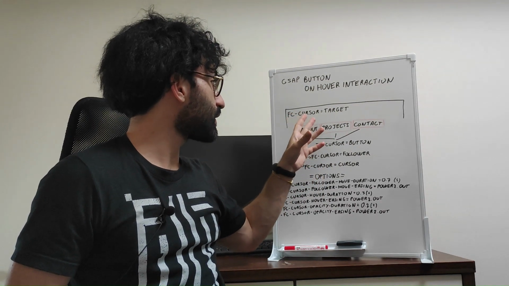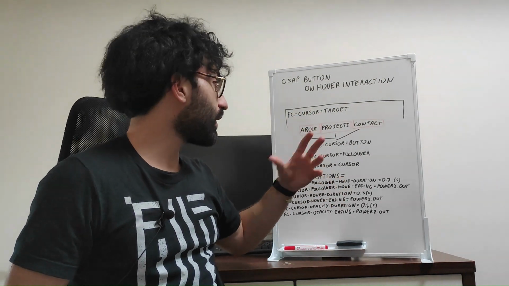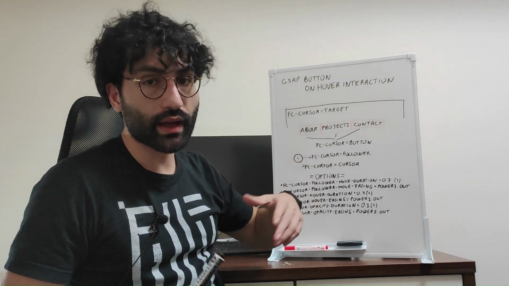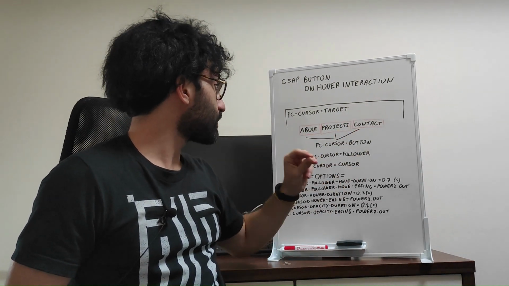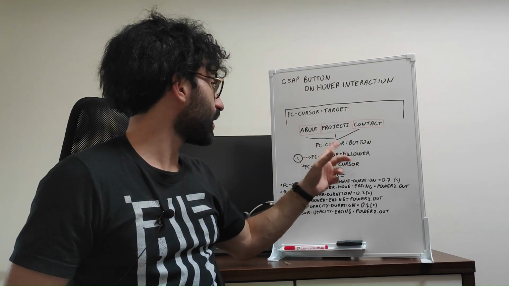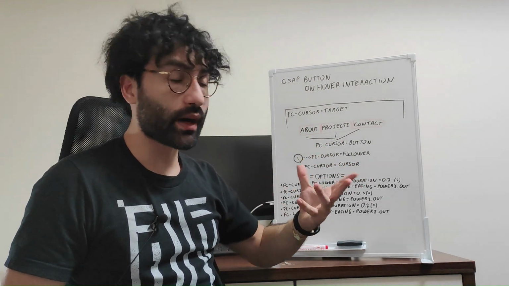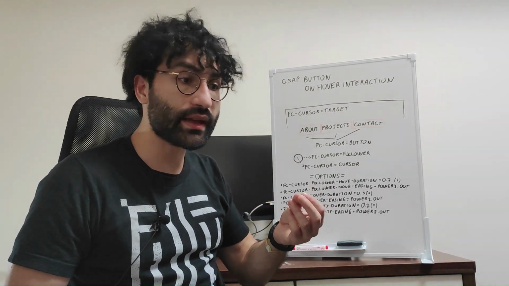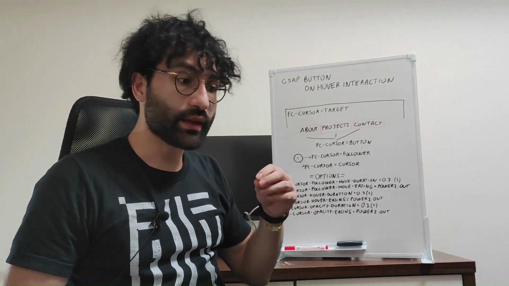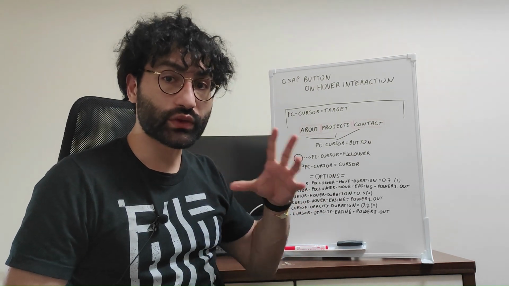Then inside this target element, we are going to add, in this case, 3 buttons, but you can add as many buttons as you want. And these buttons will have an FC cursor attribute with a value of button, and this attribute will be just used to define the buttons the hover interaction will be applied to.